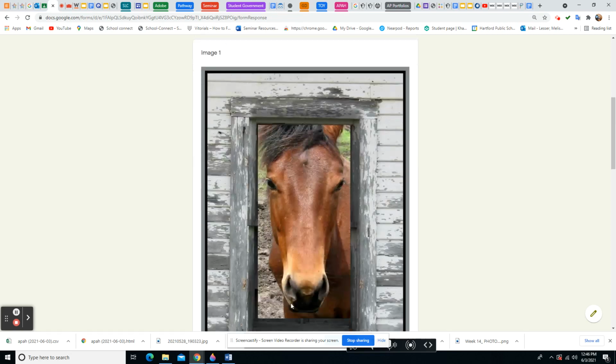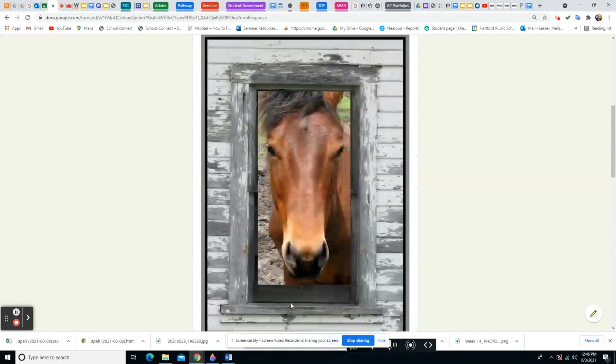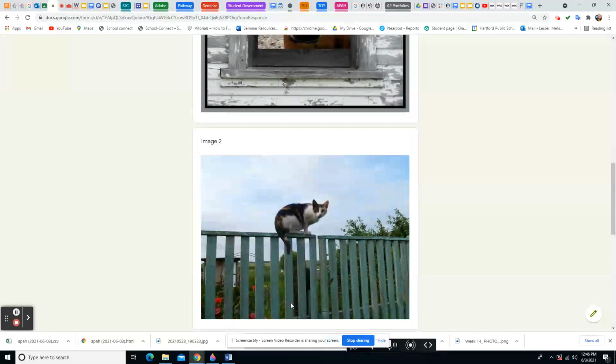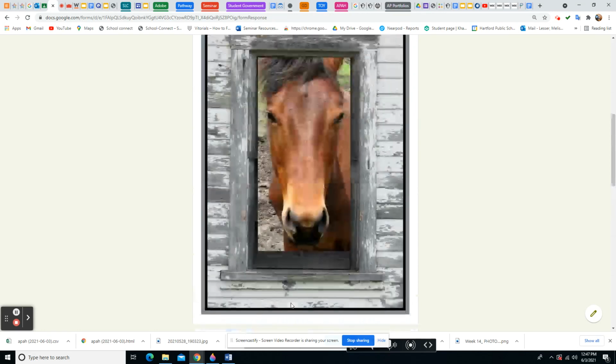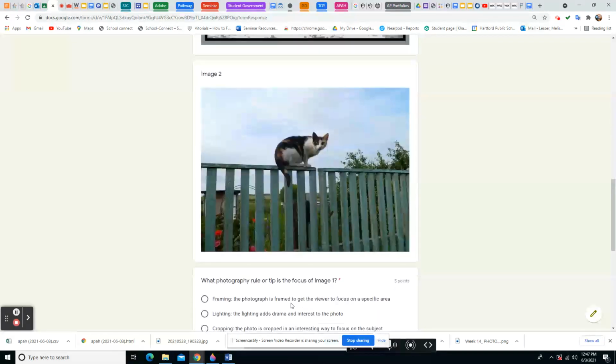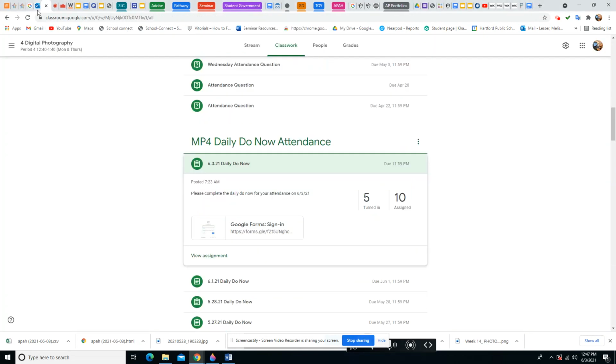So here are our images for this week. We've got a horse, and we've got a cat on a fence. All right, so look closely at these two images, and then choose the photography rule that stands out the most to you. Is it framing, lighting, cropping, blurring, leading lines, or symmetry? Look closely at these two and then answer these two questions. I'll give everybody a minute to do that. And when you're done with your do now, make sure you come back to Google Classroom and hit the turn in button here. Okay, so turn it in.